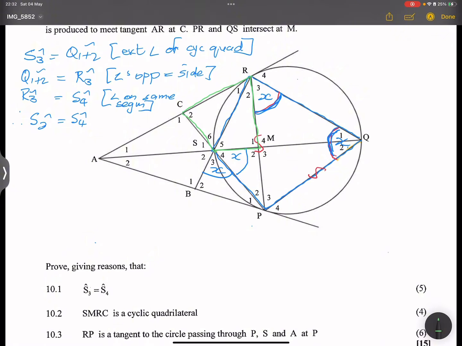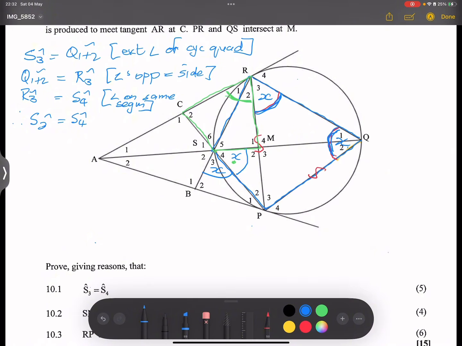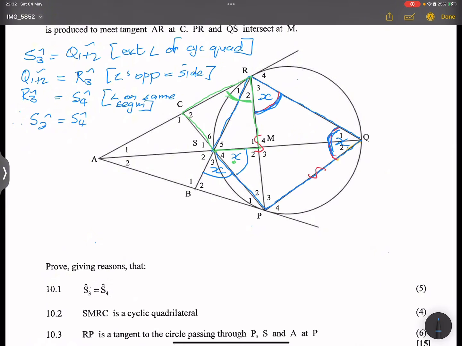Now, what I'm going to do is I'm going to use S4. And if we can prove that S4 is equal to that R1 plus 2, okay, then that would mean that it is definitely a cyclic quad, because we'd use the converse of exterior angles of a cyclic quad. Now what I'm going to do is I already found that Q1 plus 2 is X, right? And so R1 plus 2 is also going to be equal to X. And guess why?